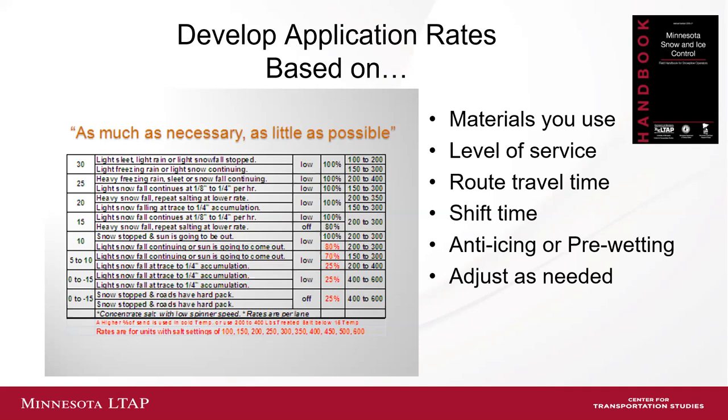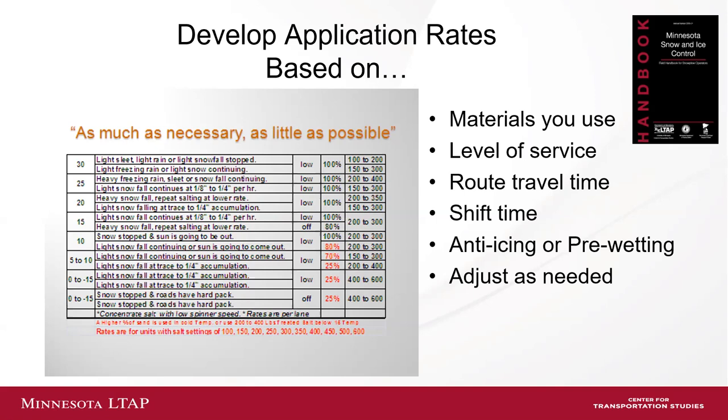Your application rate tables will also depend on whether you're using anti-icing, so you're out there putting chemical down before a storm, or if you have forward wetting. So a lot of different factors come into play with your tables that you develop. And these tables should not be static. They should be sort of a living document and adjusted as needed. So you develop these tables from your experience from last year. Well, now maybe you have a budget that allows you to use some different new materials. So you might be changing your application rate tables because now you have some calcium chloride in your arsenal as well. So these should be adjusted as needed.